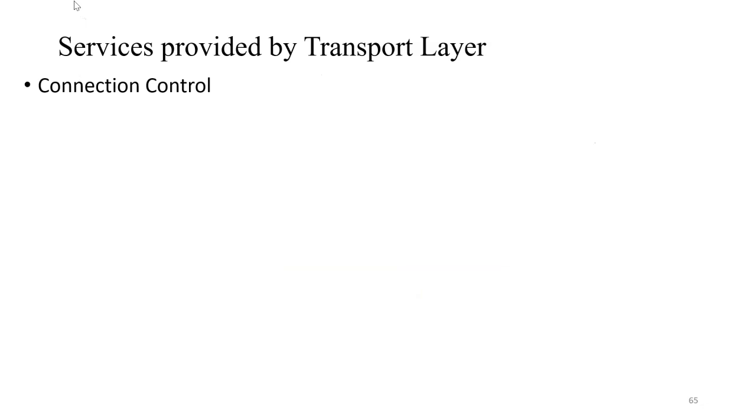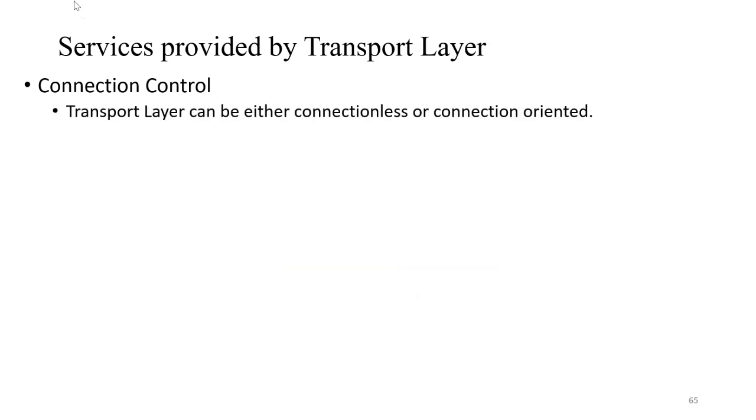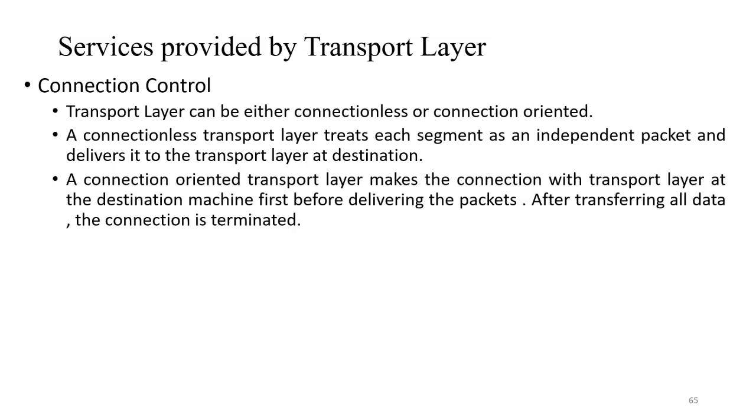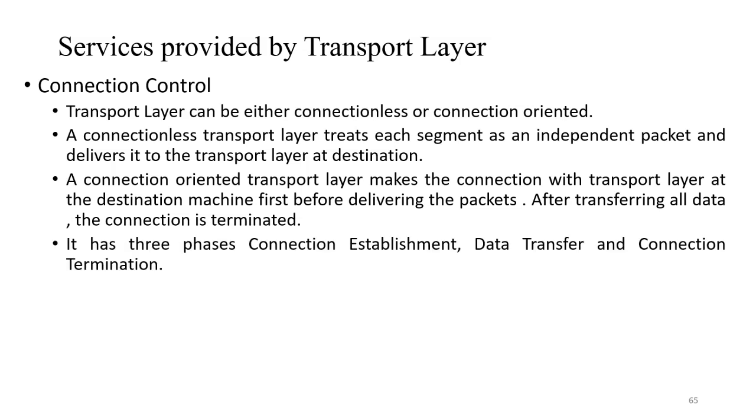The next one is the connection control. Here transport layer can be either connectionless or connection oriented. A connectionless transport layer treats each segment as an independent packet and delivers it to the transport layer at the destination. And a connection oriented transport layer makes the connection with the transport layer at the destination machine first before delivering the actual packets. And after delivering the packets, that is after transferring all data, the connection is terminated. Means in case of connection oriented transport layer, data transmission is made with the help of three phases: connection establishment, data transfer, and connection termination.